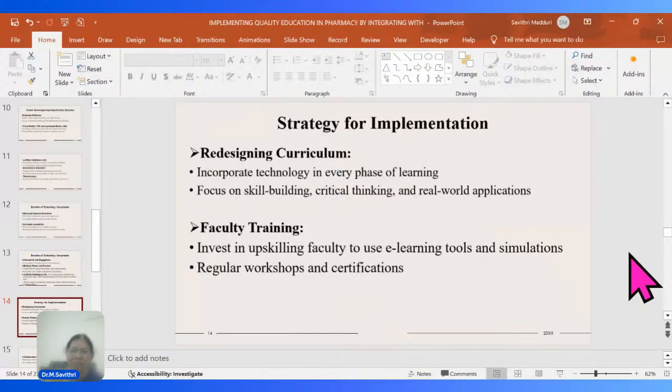Next one is faculty training. Invest in upskilling faculty to use e-learning tools and simulation. This is the management's task. They should invest in upskilling faculty to use e-learning tools and simulation, with regular workshops and certification. Only very few people are showing interest in regular workshops. It is my opinion, but if they are sincerely getting a certification, and if the certification is useful in the future, definitely they will pay attention in regular workshops also.